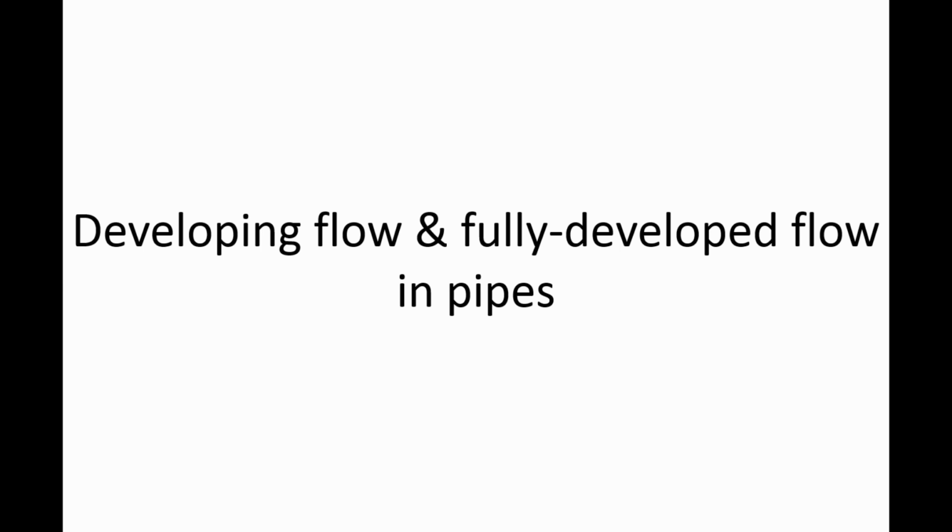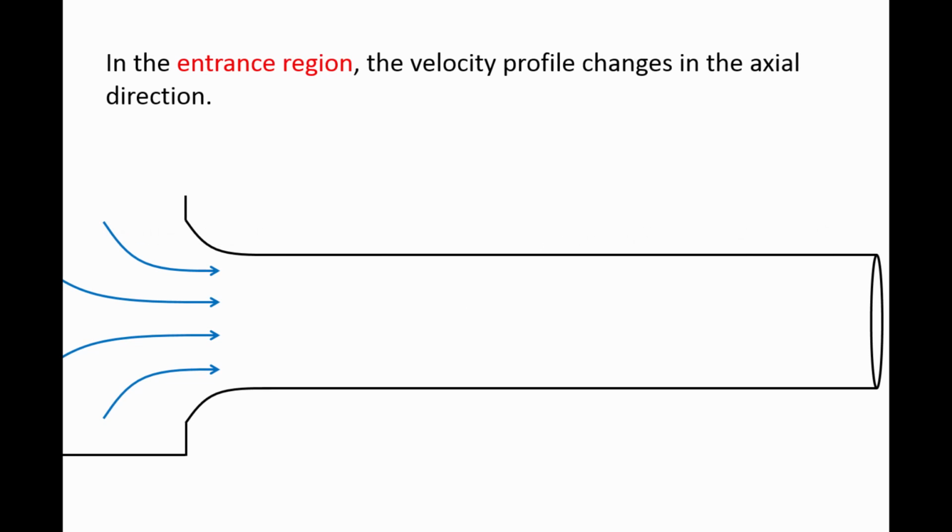In this lesson, we will discuss the general characteristics of developing flow and fully developed flow in pipes. When a flow enters a pipe system, there will be a section of pipe, called the entrance region, where the shape of the velocity profile changes in the axial direction. Here we have a circular pipe connected to a large reservoir.